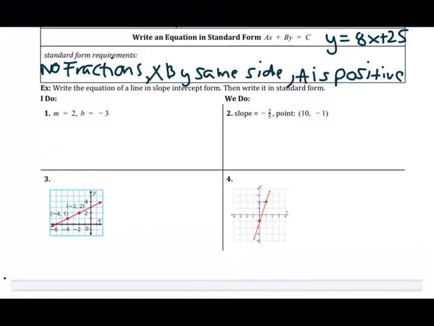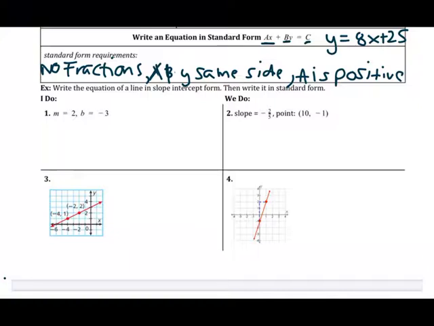So standard form requirements: no fractions. X and y need to be on the same side. It needs to be the x term, then the y term, and then any other thing should be on the far right side. So no fractions, x and y are on the same side, and your a value, the number in front of your x term, must be positive. Different textbooks define standard form differently, but this is how at DVHS we define standard form. Standard form for a line means that your a value is positive and neither a, b, nor c are fractions.